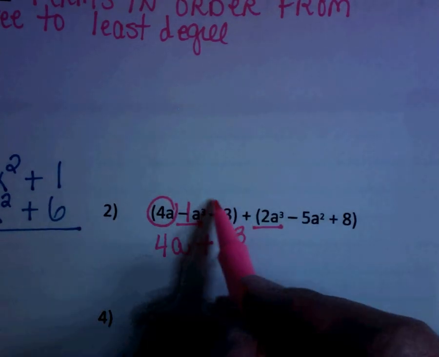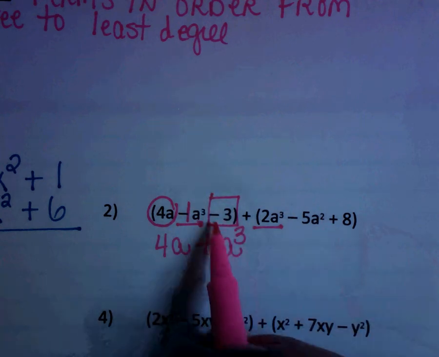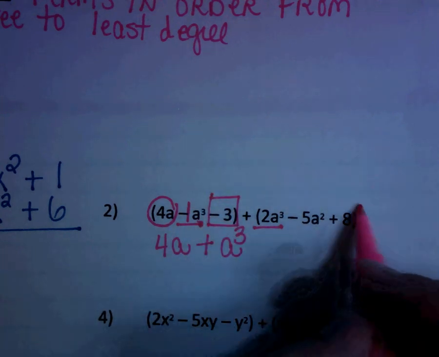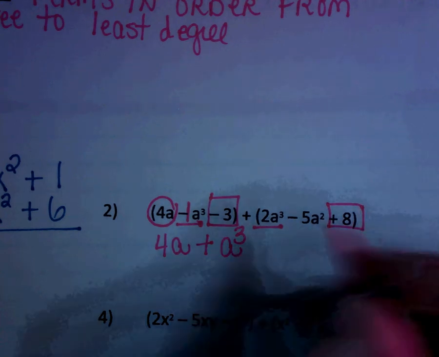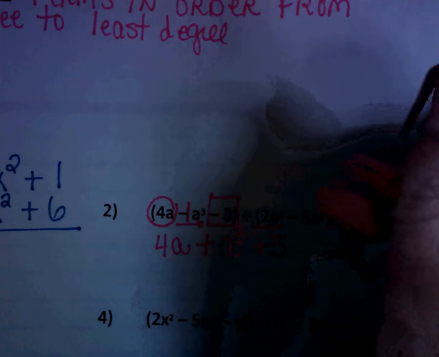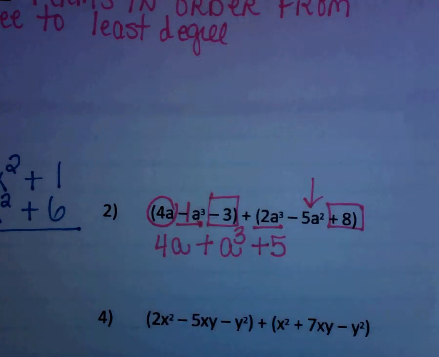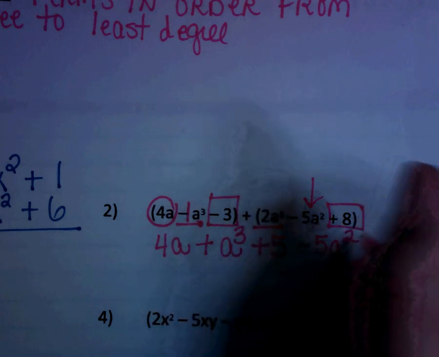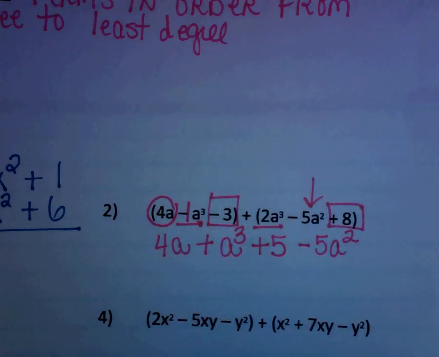Okay, then we have negative 3. Negative 3 plus 8. Those are both constants. Negative 3 plus 8 would be positive 5. Oh, but look, over here, negative 5a squared didn't have a like term. Okay, now this is a perfectly acceptable answer.